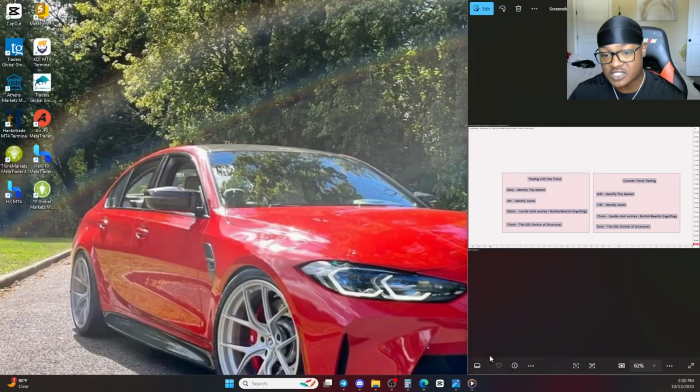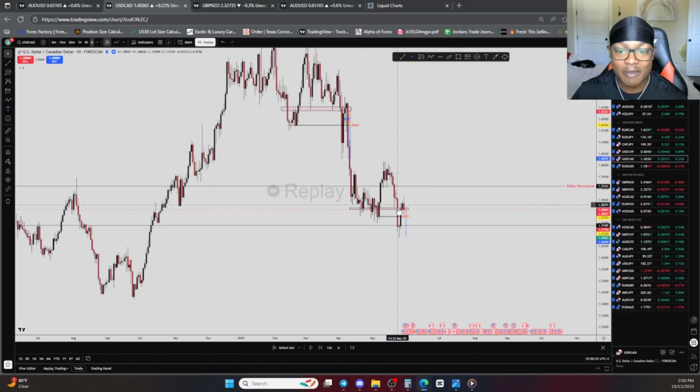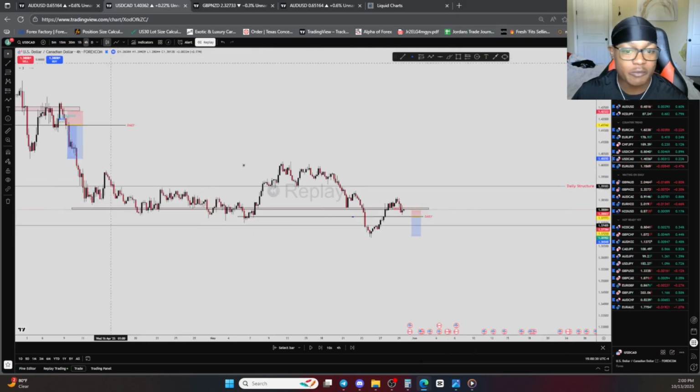If we go back towards the cheat sheet, when we're going with the trend of the market, our job is to identify the market on the daily time frame, identify the market on the 4-hour time frame, and also identify our zone. Well, we identified that we're bearish on the daily, we identified that we're bearish on the 4-hour, we are both in sync, and now our job is to find our zone. How do you find your zone? Well, you simply draw out structure and you look for the last break of structure.